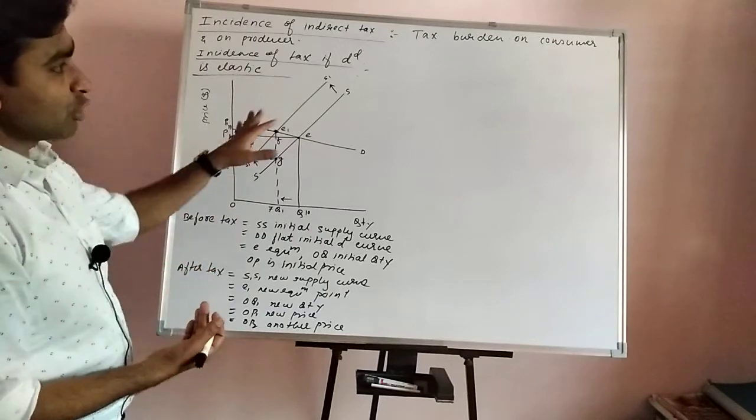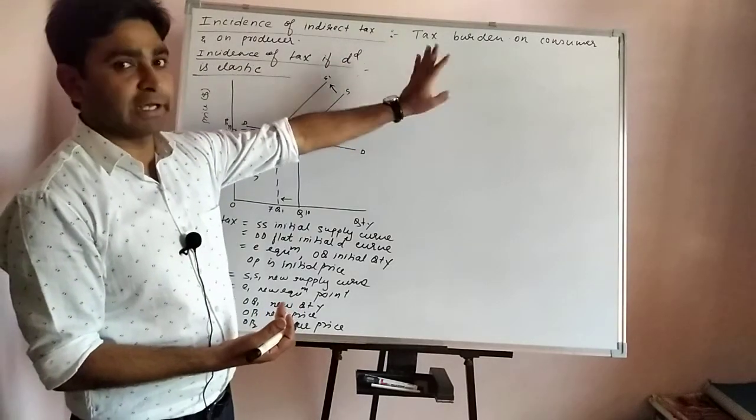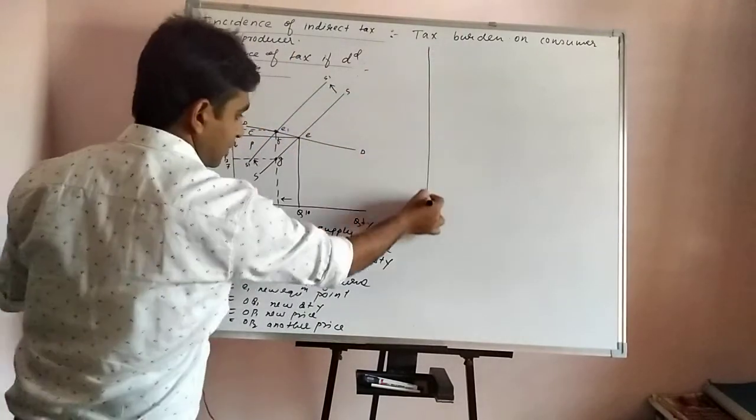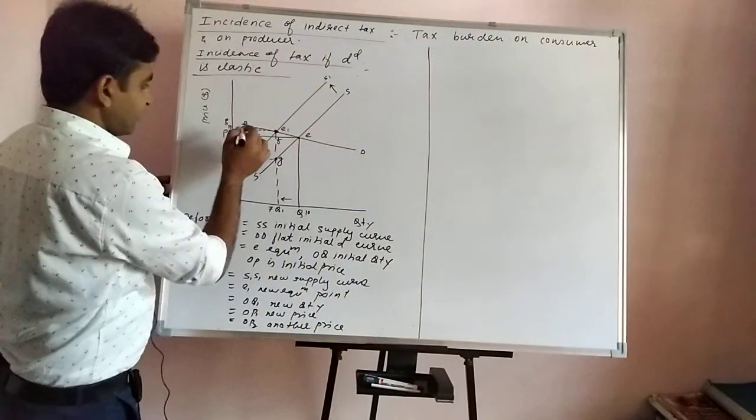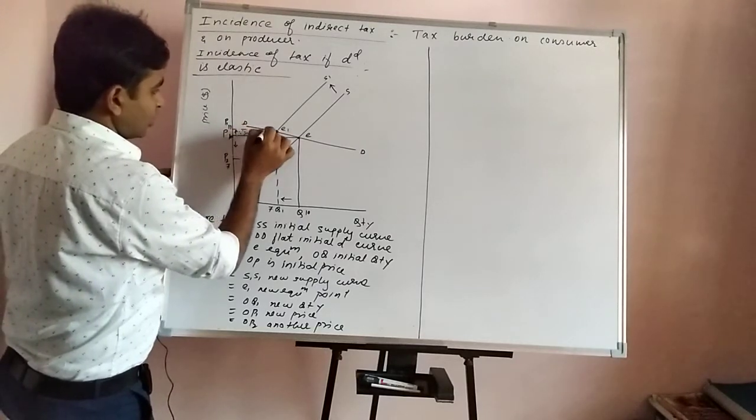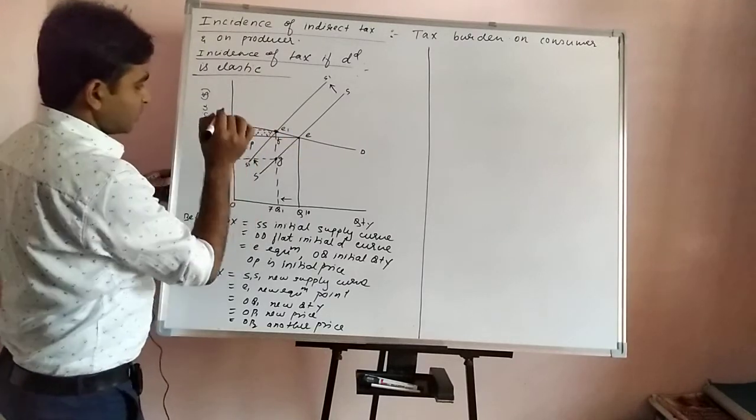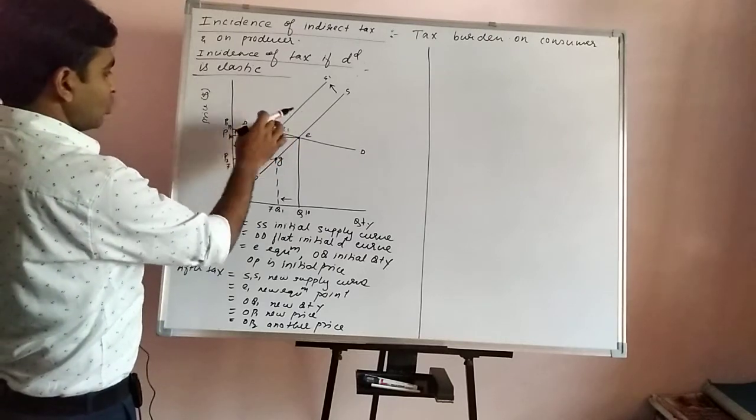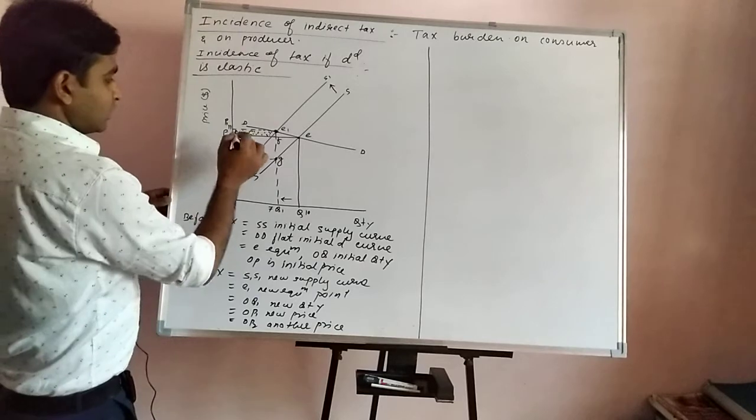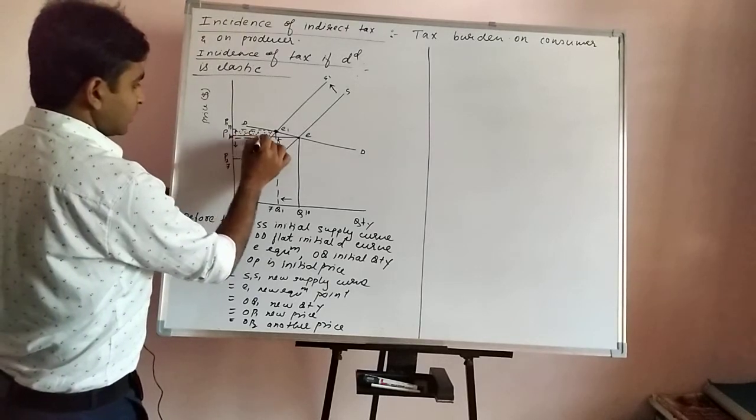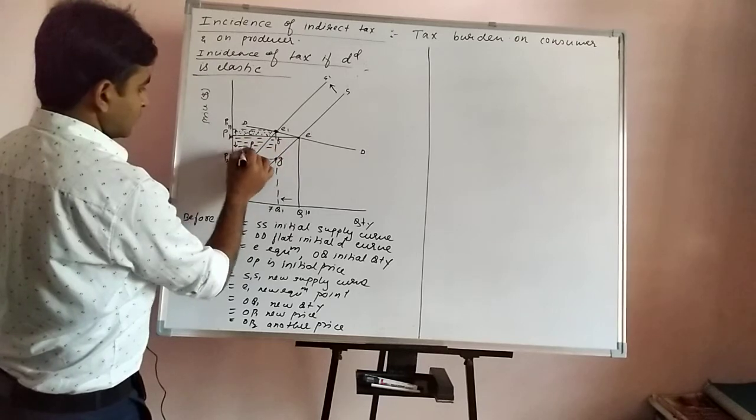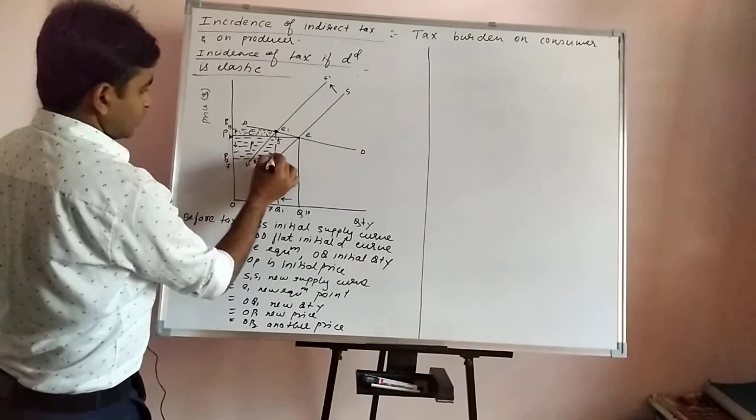Okay, so we'll try to figure out how much a producer is paying and consumer is paying. Okay, so let's give some differentiation here so that we can easily differentiate. So this dotted portion, that is P, F, E1, P1, that will be the tax paid by the consumer, and we'll mark it like this, so you can easily understand.